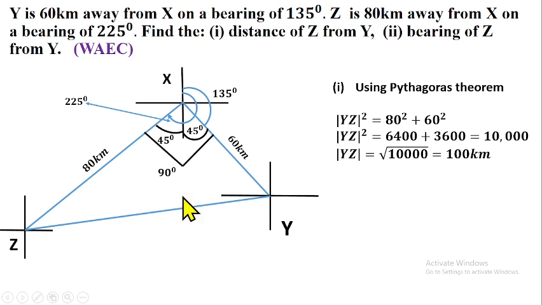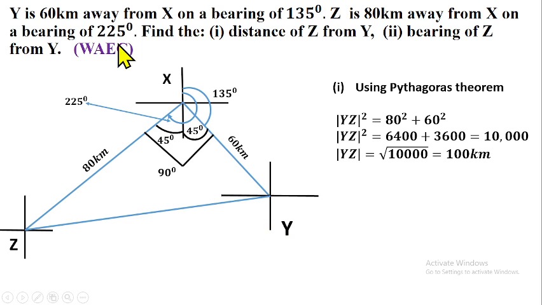We are looking for the bearing of z from y. So that means we are working on y. From y, we are working on y. And this is the line that joins them together. This line joins z and y together. So can you tell me the angle we are looking for?